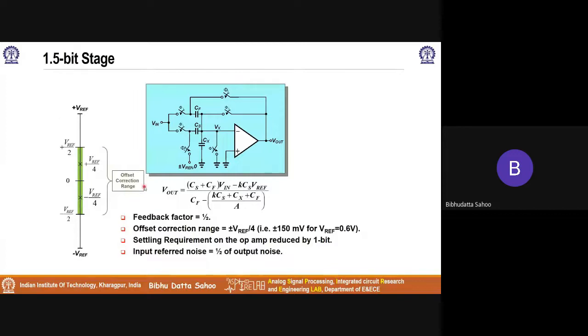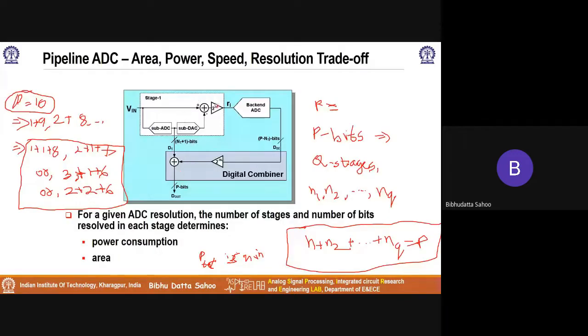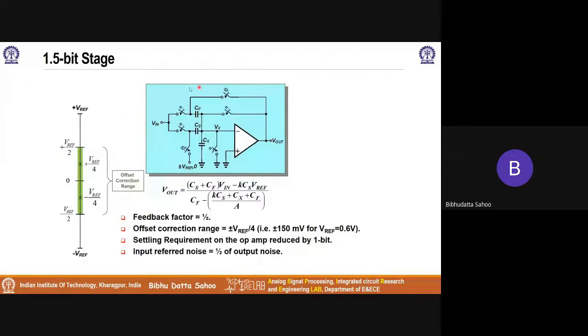Now this 1.5 bit stage, as I said, is realized using an op-amp along with some capacitors. So this is the overall circuit that realizes the DAC operation, the summing node and the amplification operation. Now, the power consumption of this circuit is a function of a few things. One is, what is the feedback factor of this circuit? The feedback factor decides how much power you need. Usually CS equals CF in this, and the feedback factor is ideally half. It will be slightly less than half.